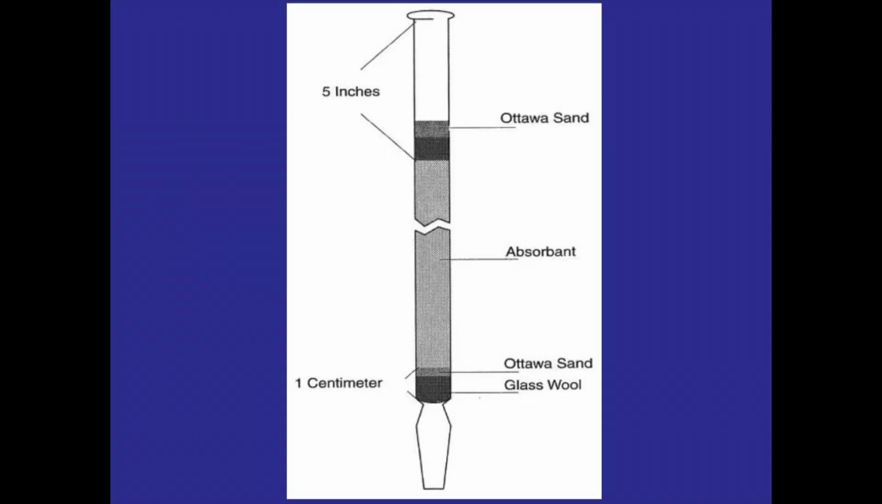We'll be using alumina for the column, which is a polar compound, so the more polar products will be retained in the column longer. And this is how we'll set it up. We'll block the bottom using some glass wool.